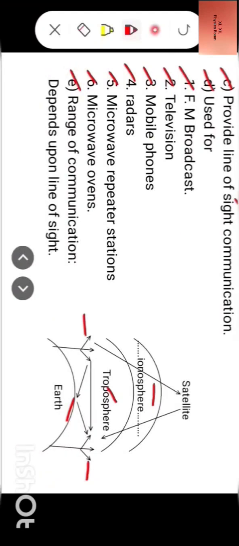E. Range of communication. Range of communication depends upon line of sight, that is topography of regions, because Earth has undulations. Somewhere there are hills, somewhere there are deserts, somewhere there are forests, somewhere there are water bodies. Therefore it depends upon the topography of the region, that is line of sight. If line of sight is there, then it can extend to many kilometers. If line of sight is not there, it may not be even 1 kilometer.